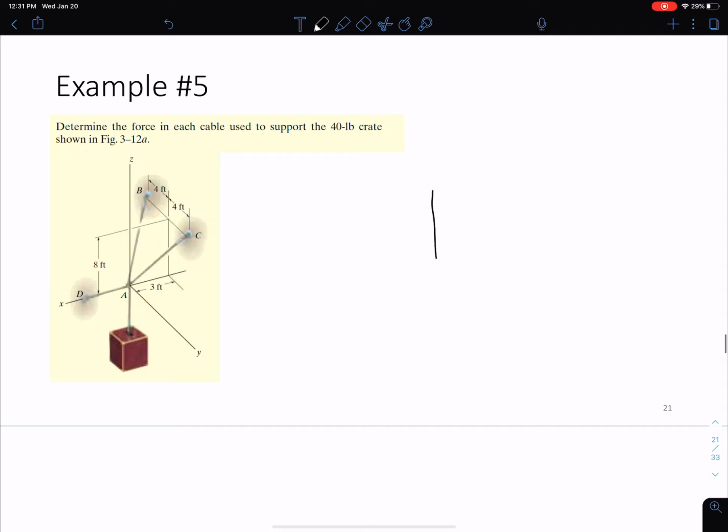Let me draw the axes first. Okay, so this is my Z, this is my Y, X. And here, my FD force, that cable FD, I'm going to draw that purely on the X axis, the positive X axis. I have FC here, something like this. And I also have FB. And in this case, I'm not necessarily given in the problem which axis or which planes these cables act on, but I'm given all of the coordinates for them. Okay, I'm given all the coordinates. Oh, and I can't forget the 40-pound crate. Let me get that here.